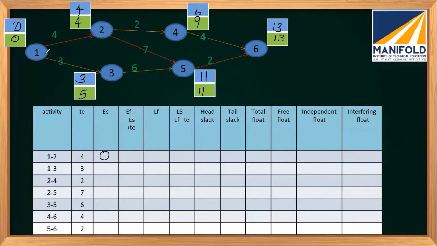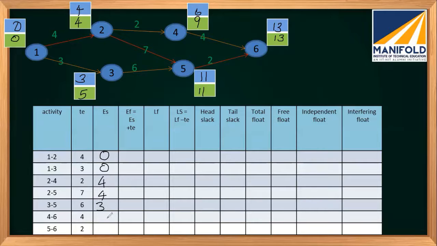For 1, 3 also, the starting node is 1, so the earliest time it can happen is the 0th hour. For 2, 4, the starting node is 2, and the earliest time for that is 4, right? For 2, 5 also, the starting node is 2, so the earliest time is 4. For 3, 5, the starting node is 3, and the earliest time for that is 3.